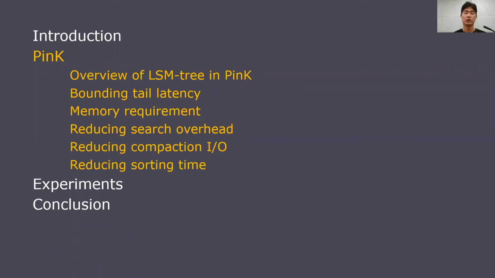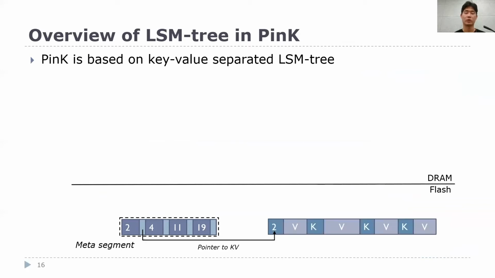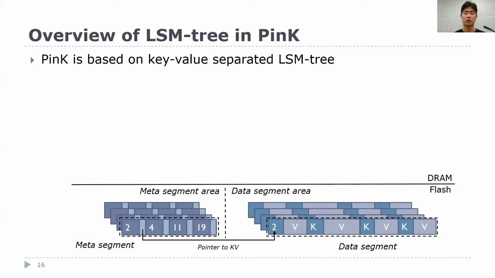Now let's look into the details of PinK. The LSM-tree used by PinK is based on the key value separation technique. All keys in the flash are stored in the form of a data structure called meta-segments. The entry of the meta-segments consists of a key and the pointer to the corresponding key value pair. The set of key value pairs stored in another flash area are called data segments. The two types of segments are stored in the flash exclusively.